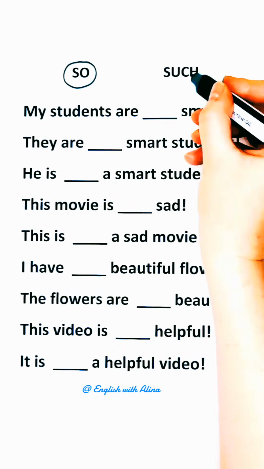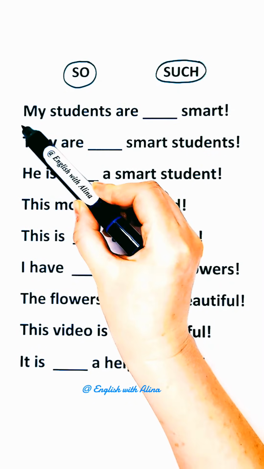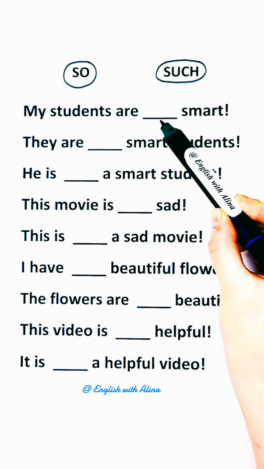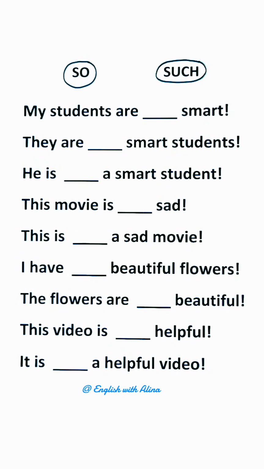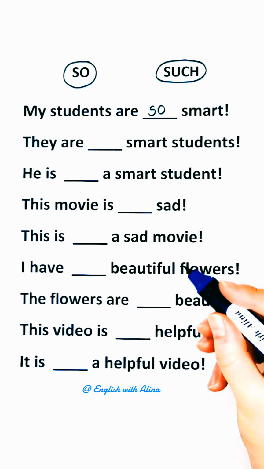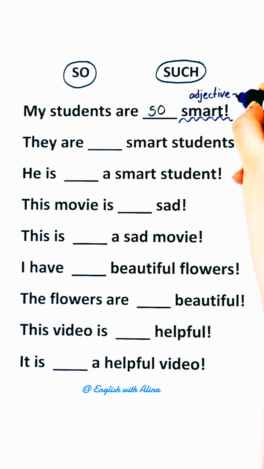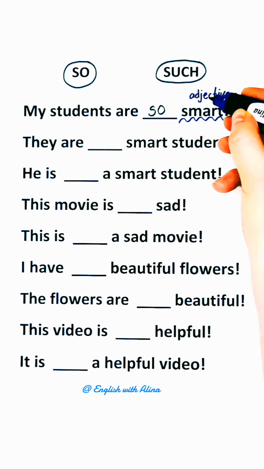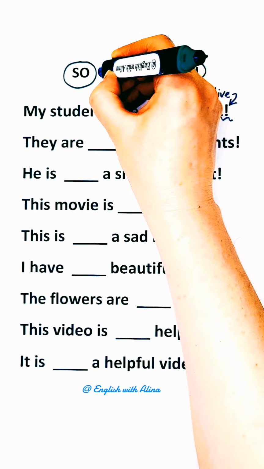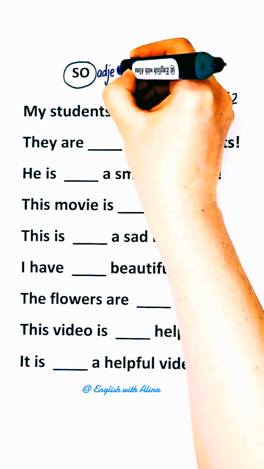So or such? My students are blank smart. So smart. Smart is an adjective. Before an adjective only, use so. So is followed by an adjective.